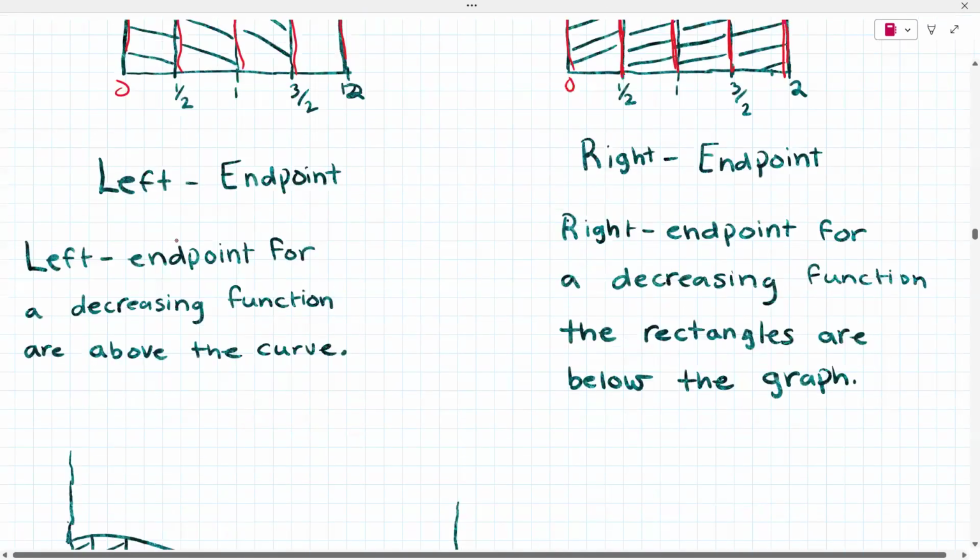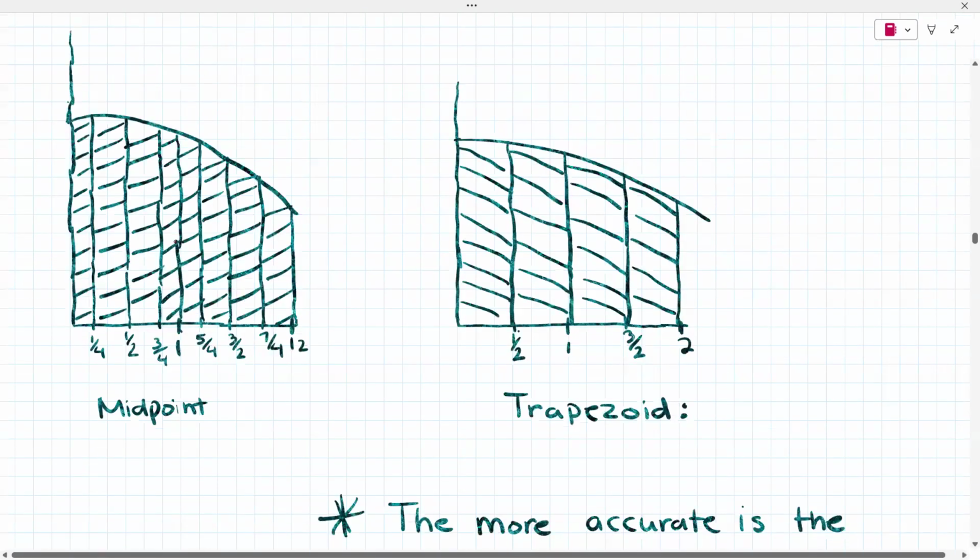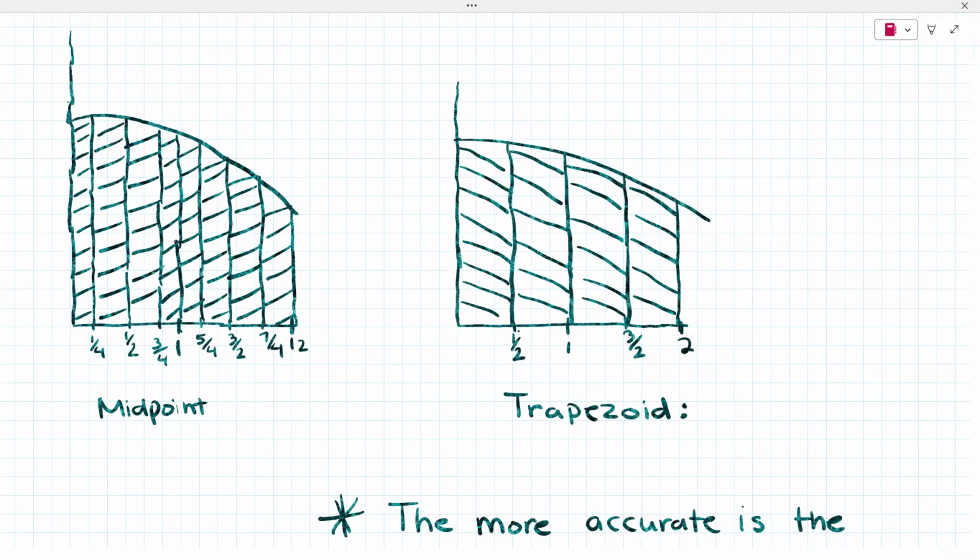And if you do the midpoint, so just like here's 1/2. From 0 to 1/2, the halfway point is 1/4 because you just take the average between 0 and 1/2. From 1/2 to 1, the halfway point is 3/4. And then from 1 to 3/2, the halfway point is 5/4. And then from 3/2 to 2, the halfway point is 7/4.